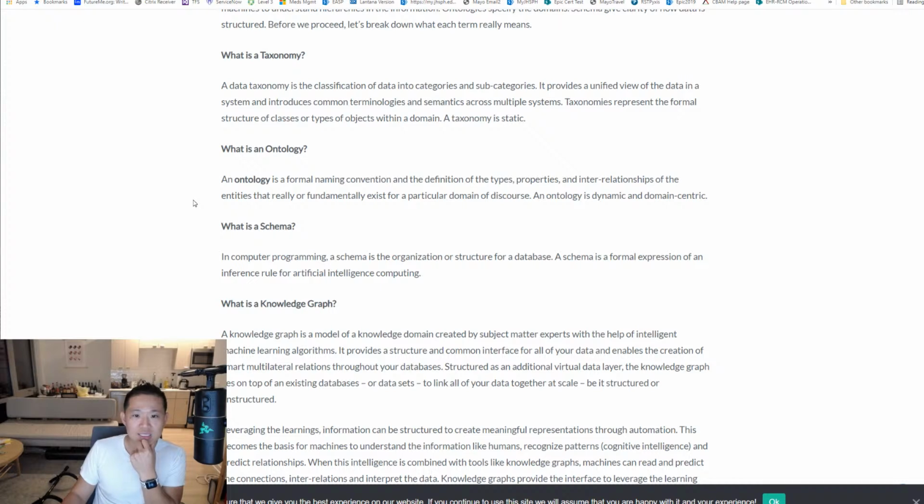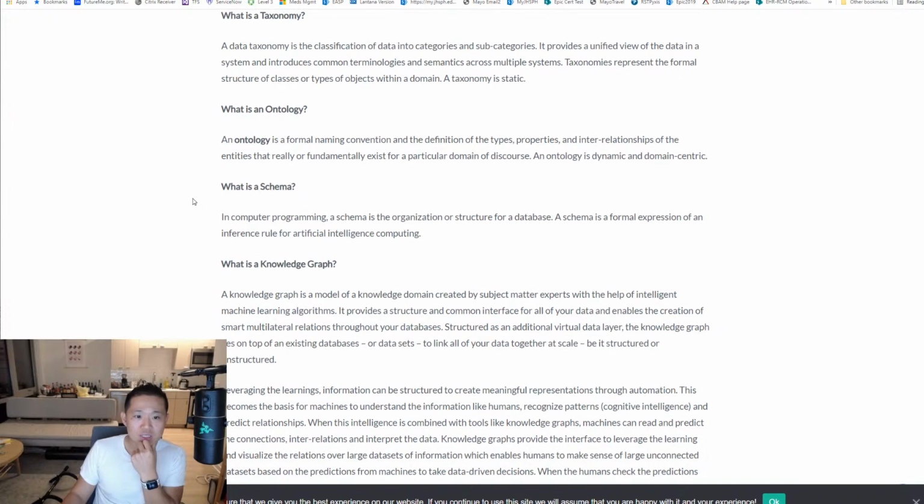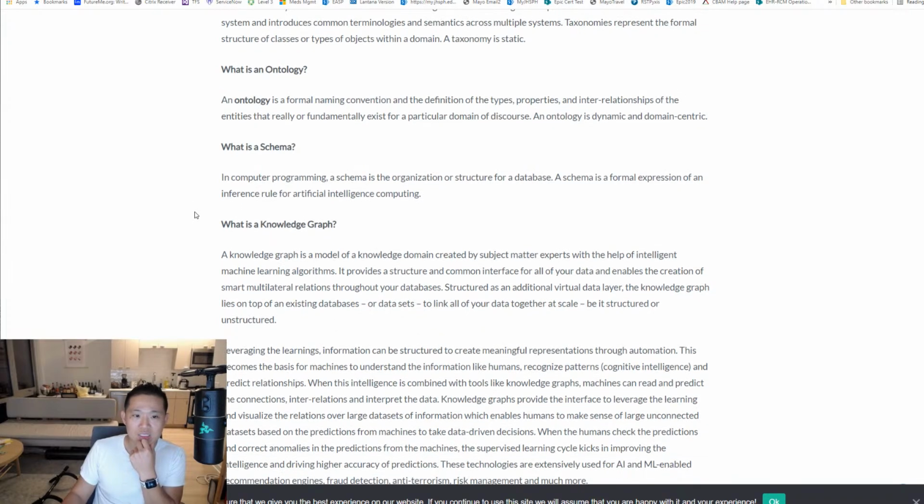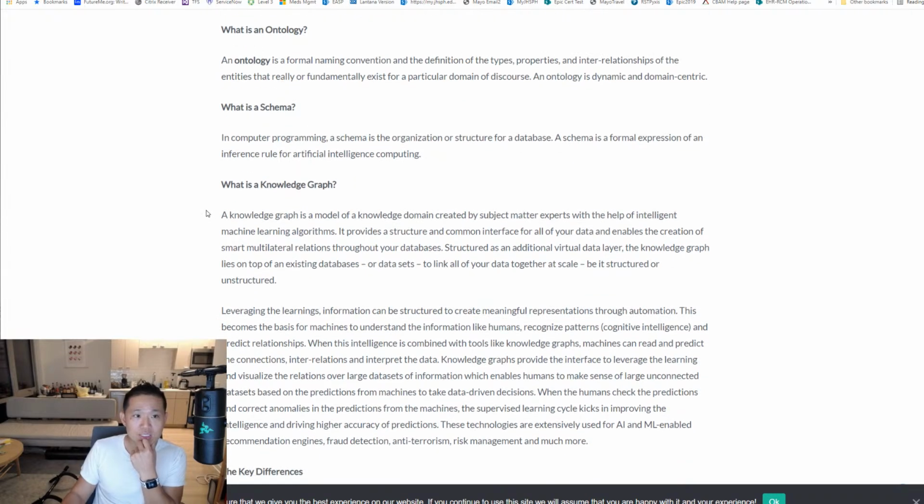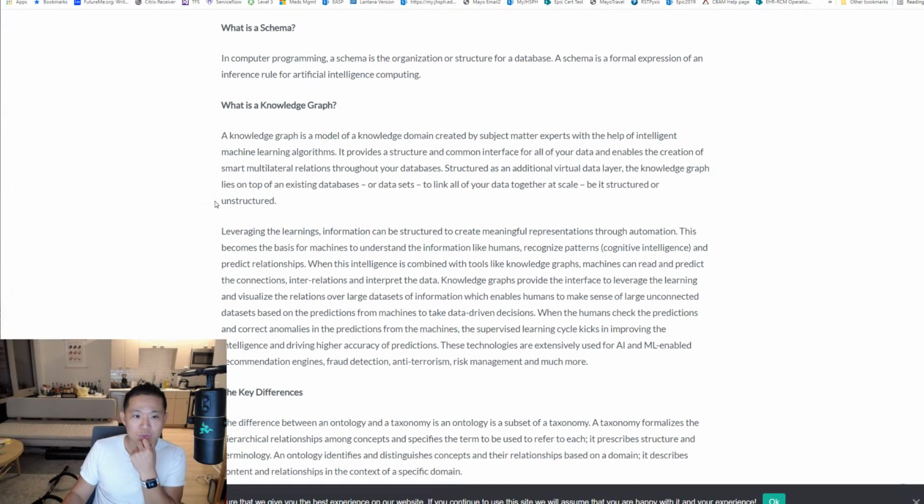A taxonomy is static. An ontology is a formal naming convention and the definition of the types, properties, and interrelationships of the entities that really or fundamentally exist for a particular domain of discourse. An ontology is dynamic and domain-centric. What is a schema? In computer programming, a schema is the organization or structure for a database. A schema is a formal expression of an inference rule for artificial intelligence computing.